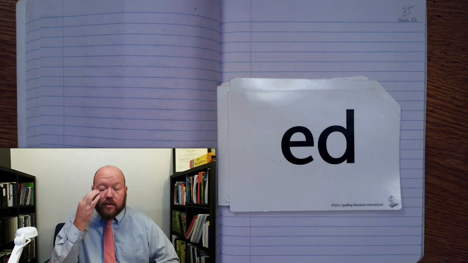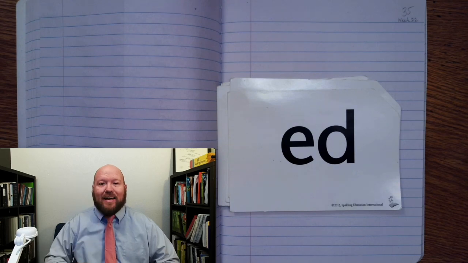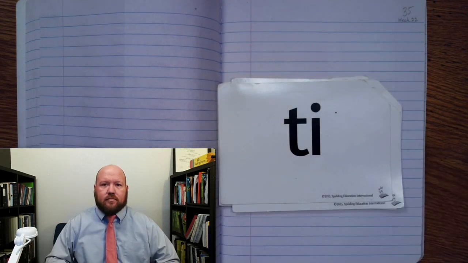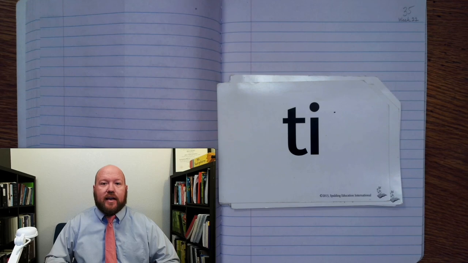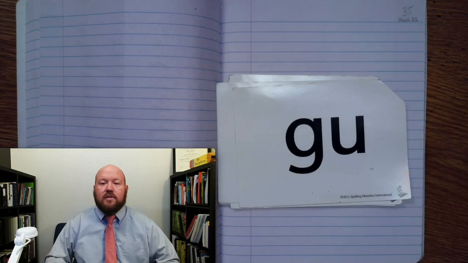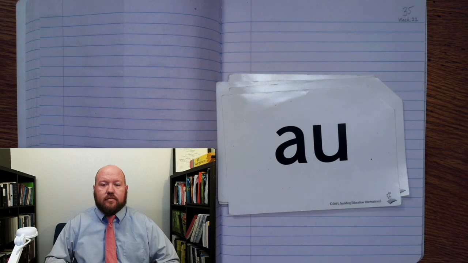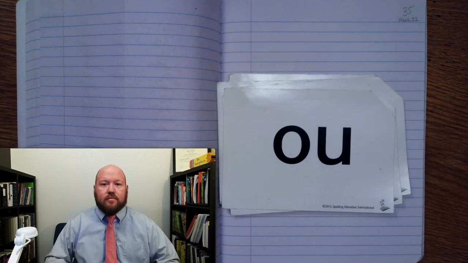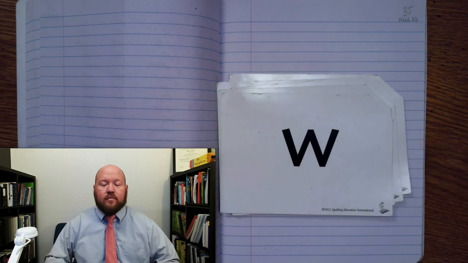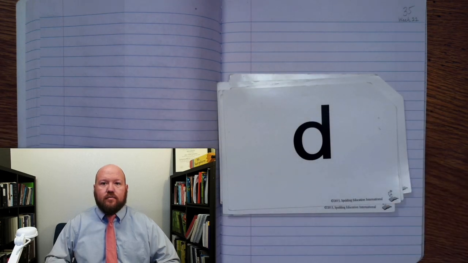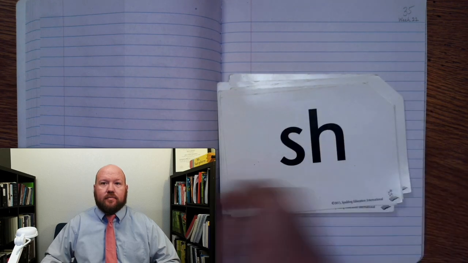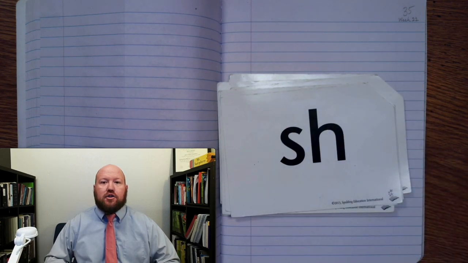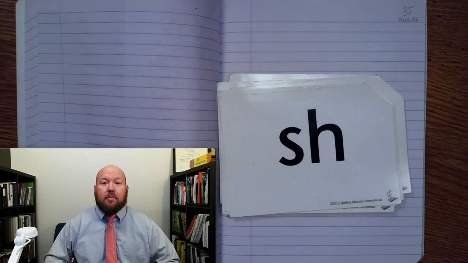Ed, D, T. When may I use this phonogram? Past tense. Sh, tall. Right? This is the one I'll primarily use when I can't use SH. G. Aw, not used. Ow, o, u, W. D. Sh. When can I use this? Beginning of the word, end of the word, or at the beginning of the syllable ship.